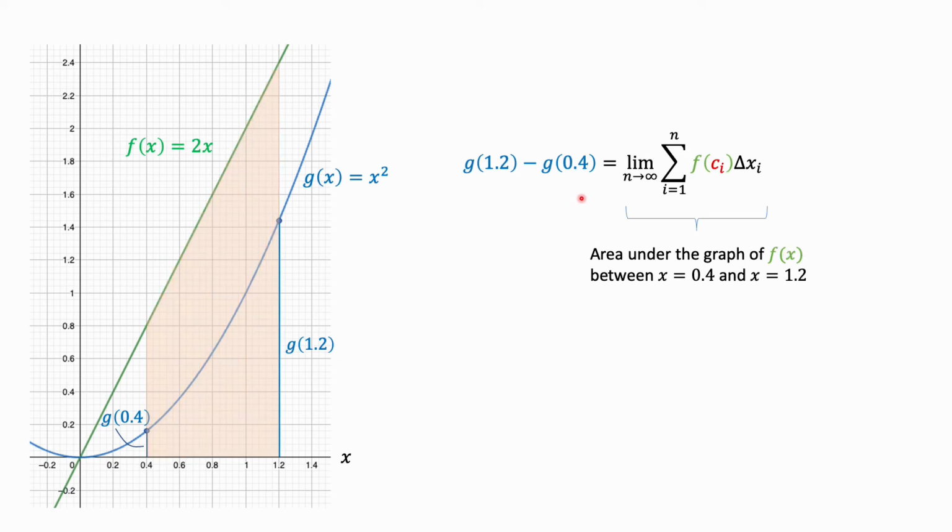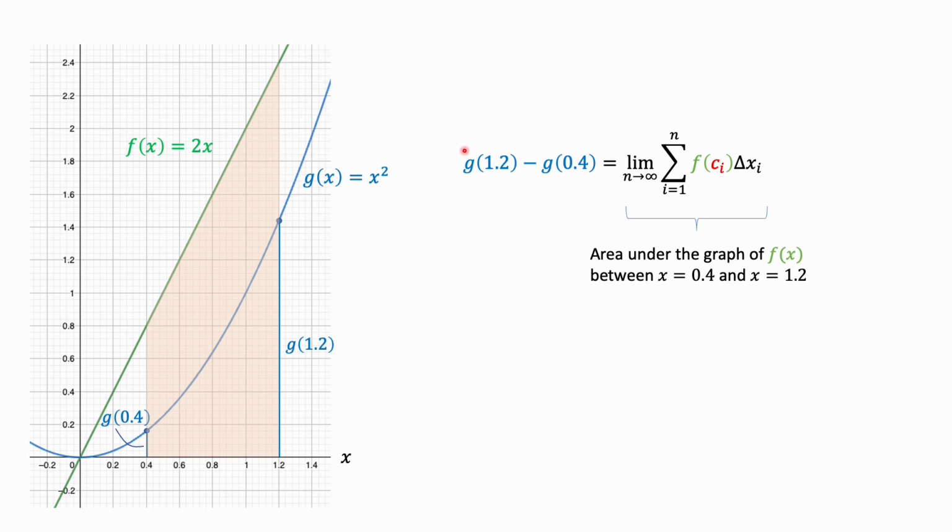Still, the mean value theorem will always guarantee that we'll find certain values of c in each interval, even though they're infinite intervals, such that this sum is equal to the difference in the value of g at the two endpoints. Once you let n go to infinity, this becomes exactly equal to the area under the graph of f of x between 0.4 and 1.2. And so this is the very important final result of what we're trying to show.